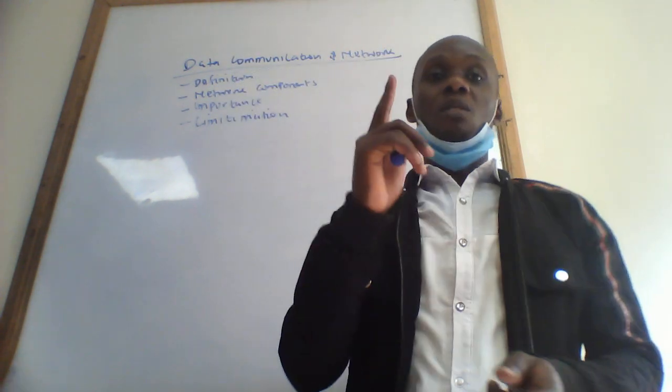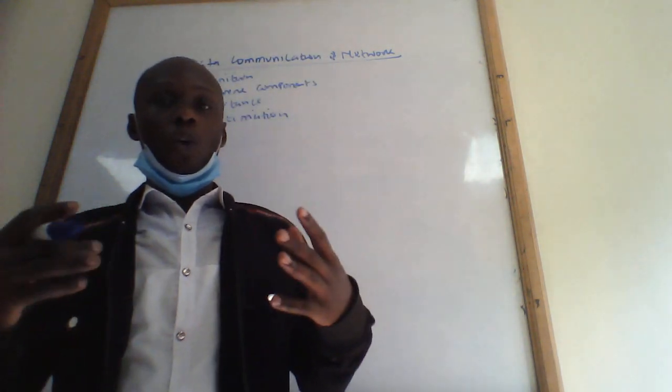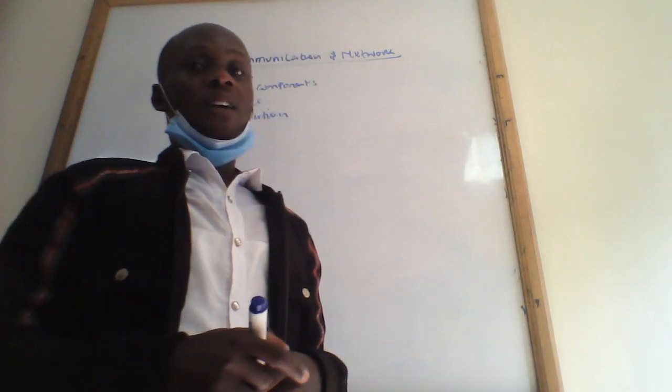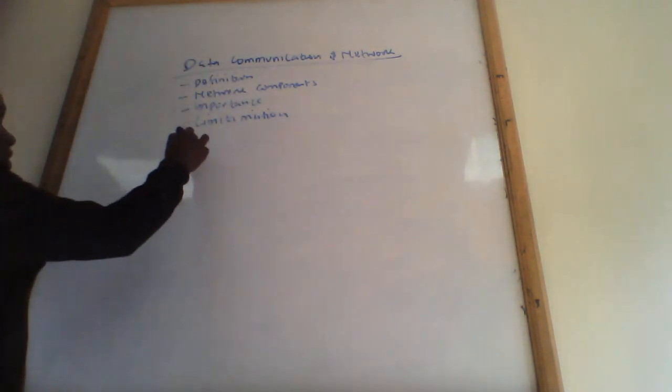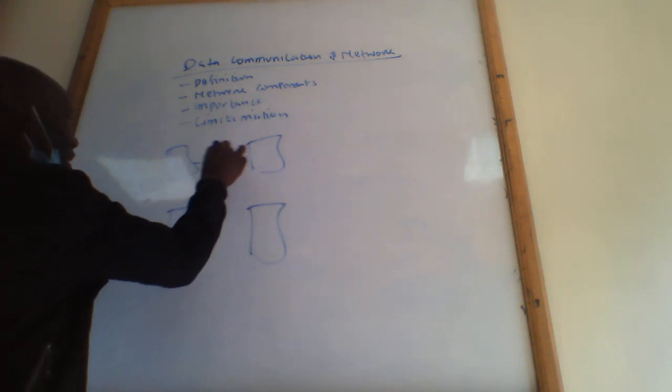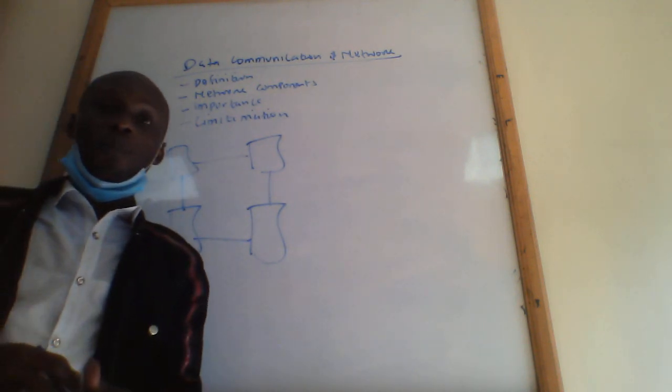So basically we want to define the term network. Network means interconnection of computers together with the main purpose of communication and sharing resources. If we have several computers and if these computers are interconnected, we form what we call a network. So you have 4 computers and they are joined together, we form what we call a network.